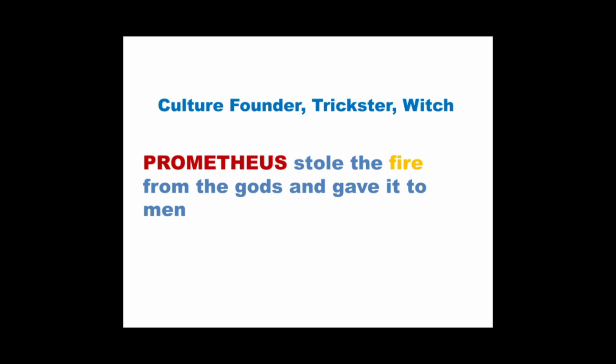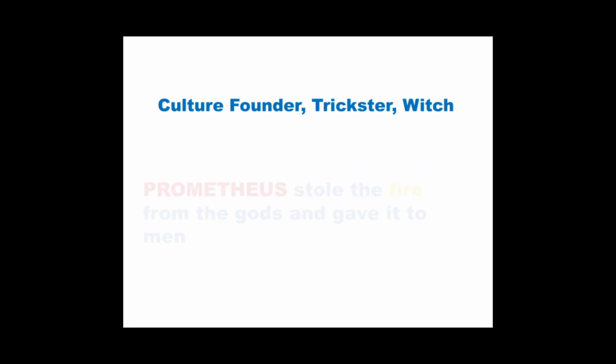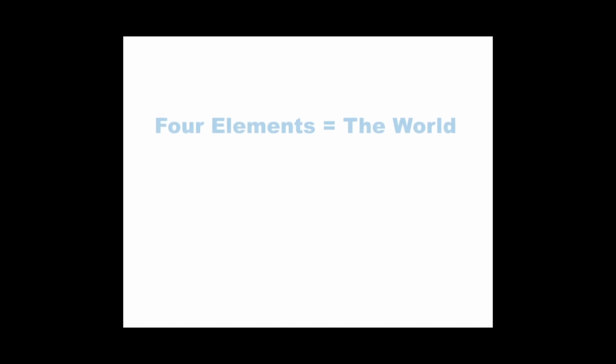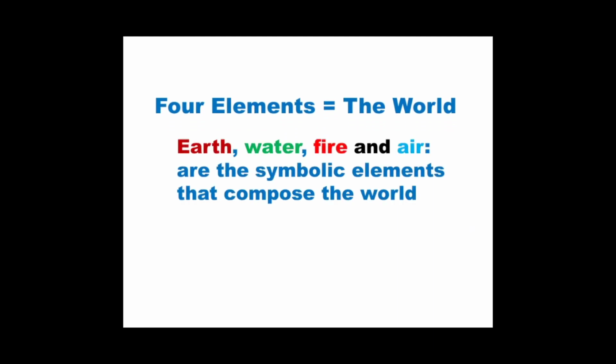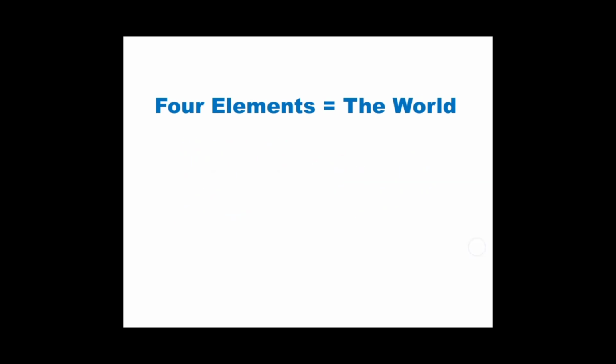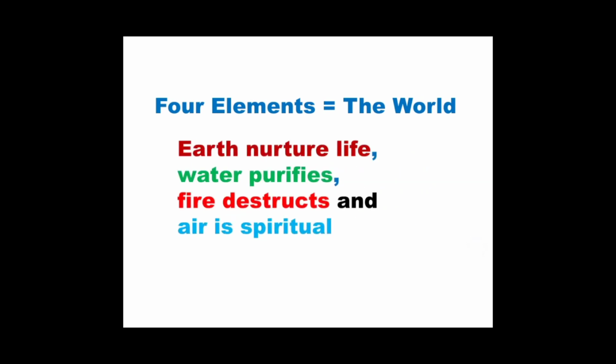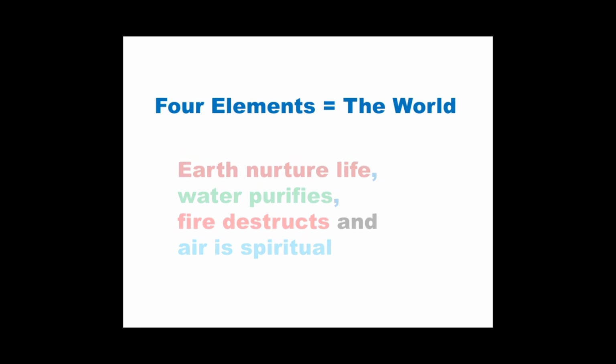However, Prometheus stole the fire from the gods and gave it to the humans. We also have the four elements of the world: earth, water, fire, and air. The earth nurtures life, water purifies, fire destroys, and the air is spiritual. Let us now go back to the literary theories.